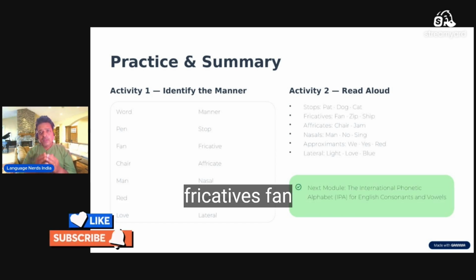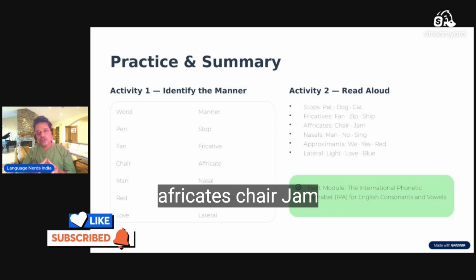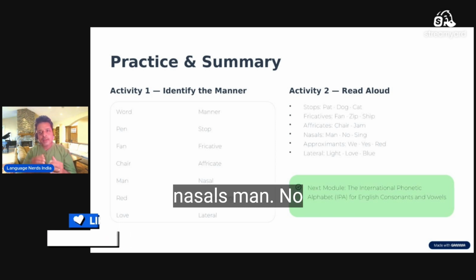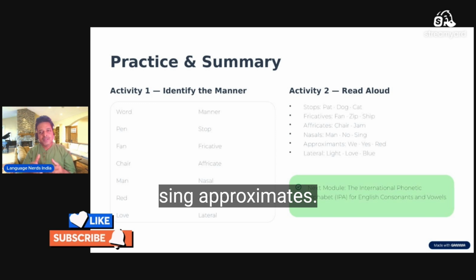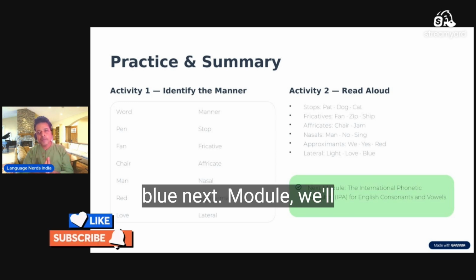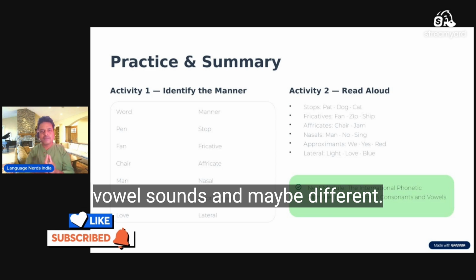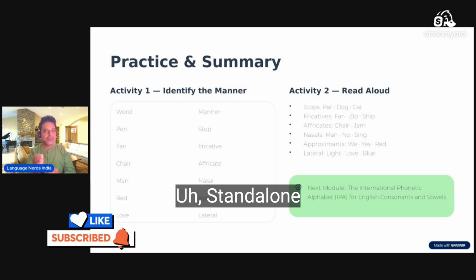Fricatives: fan, zip, ship. Affricates: chair, jam. Nasals: man, no, sing. Approximants: yes, we, red. Lateral: right, love, blue. Next module, we'll learn more about IPA, consonant and vowel sounds, and maybe different standalone sounds.